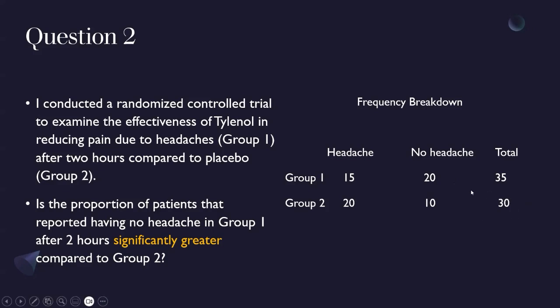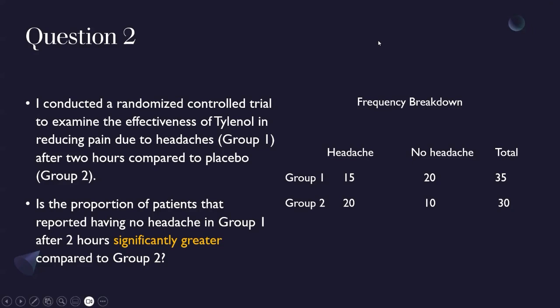Again, if the denominators were the same, we probably could just look at the numbers and say that, hey, group 1 has a greater number of no headaches compared to group 2. But that's not the case. We have different denominators. So let's go to our question. Our question is asking, is the proportion of patients that reported having no headache, that's this column right here, in group 1 after 2 hours, significantly greater compared to those in group 2?